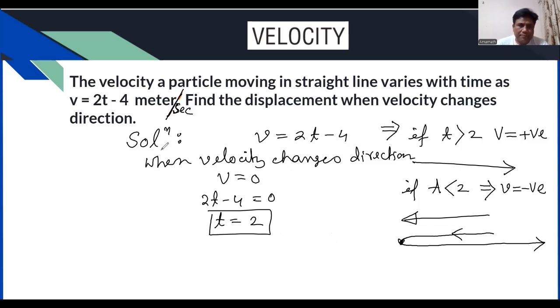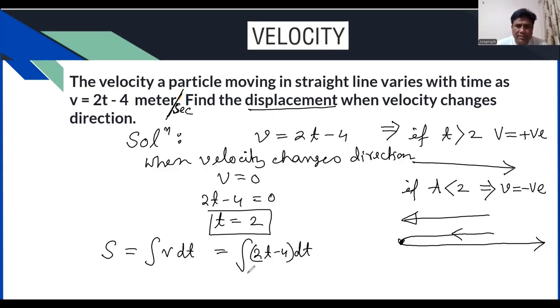Now we are asked to calculate the displacement till the velocity changes direction. As we know, displacement equals the integration of v dt. So it is nothing but the integral of 2t minus 4 dt, but the integration limit will be from 0 to 2 only, because we need to calculate the displacement from here to here only. This much only.